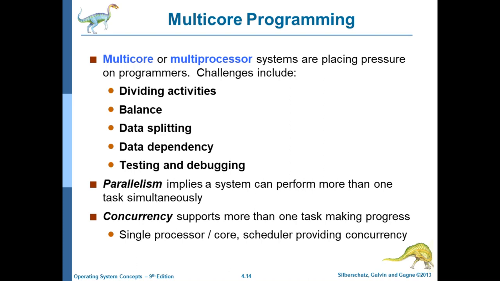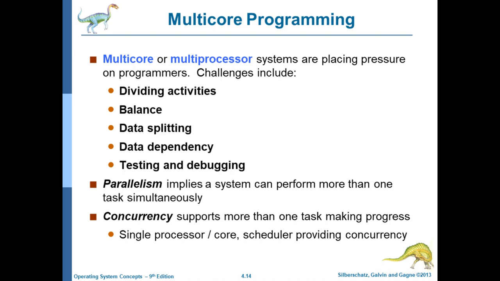Another challenge is balance. This means ensuring that each core or processor has a fair share of work and does not become idle or overloaded. For example, if we have a program that processes a large amount of data, we may want to distribute the data evenly among different cores or processors so that they can finish their work at roughly the same time.